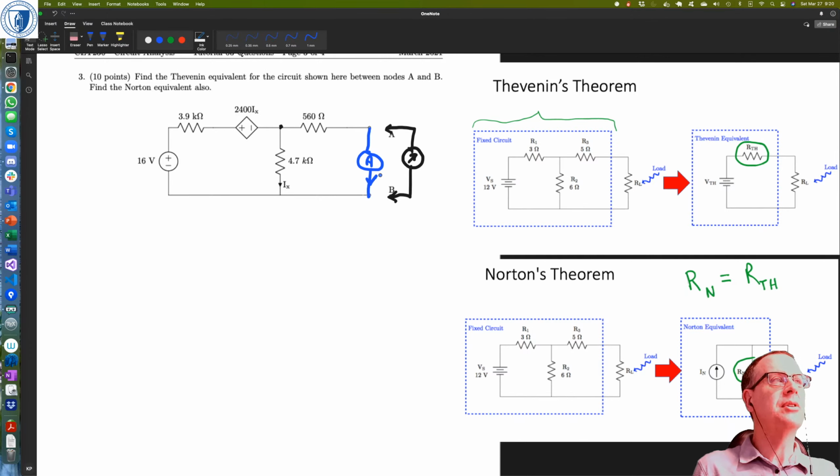And with the open circuit voltage and the short circuit current, you divide the voltage by the current. That will give you the Thevenin resistance and the Norton resistance. And the open circuit voltage will be the Thevenin voltage, and the short circuit current will be the Norton current, the current of the Norton source. Any questions about either of those?